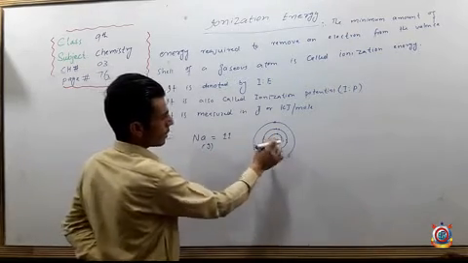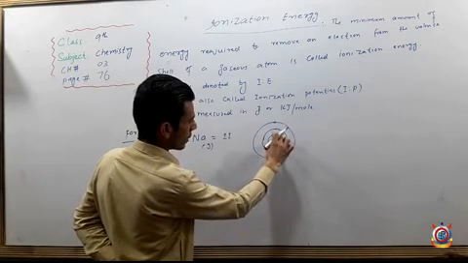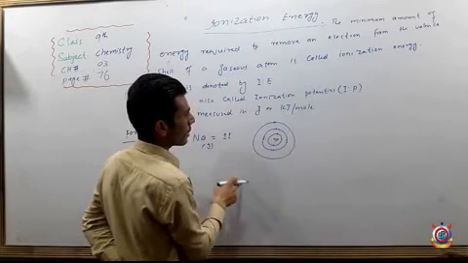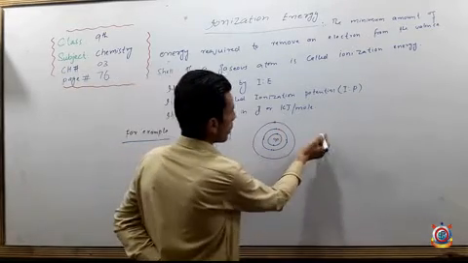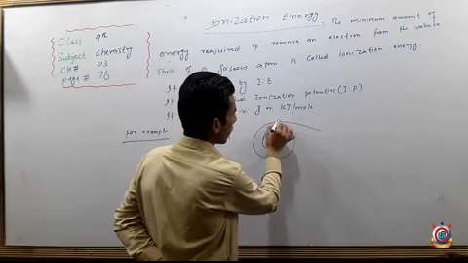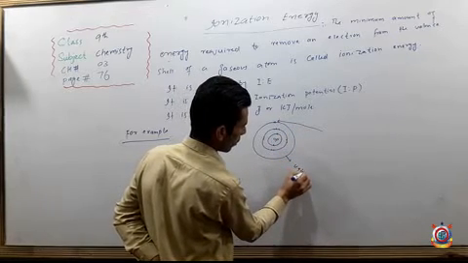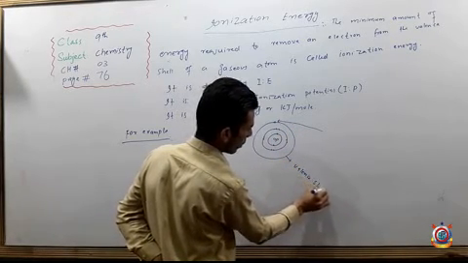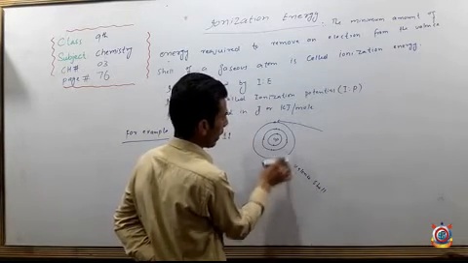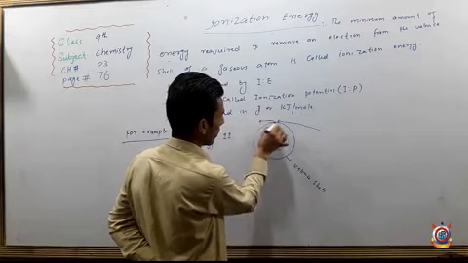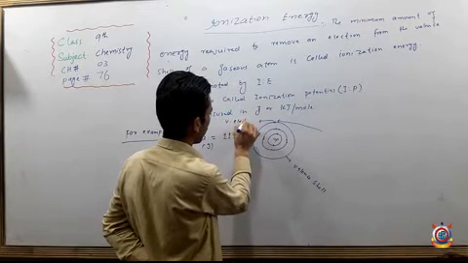Its structure: it has 11 protons in its nucleus and 2 electrons in the first shell, 8 in the second, and in the last shell it has a single electron. If we want to remove this electron, this is the valence shell, the last shell or outermost shell, and this electron which is present in the valence shell is called the valence electron.